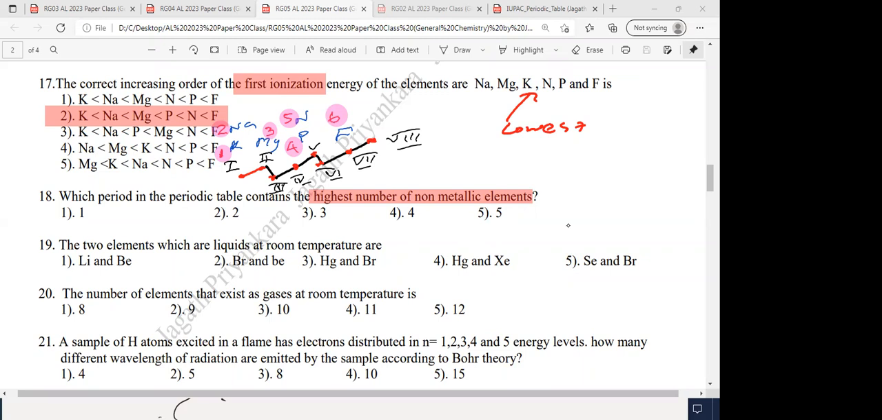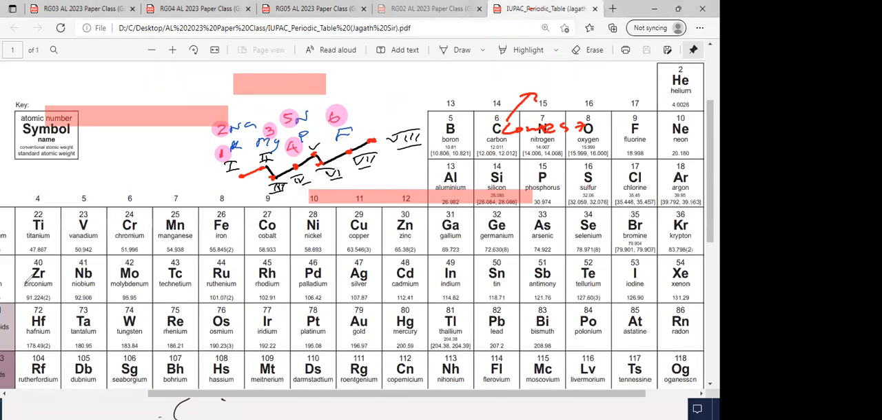Okay. Look at the periodic table. Which period has the highest number of non-metallic elements? Do you get the highest number of non-metallic elements in the first period, second period, or third period?